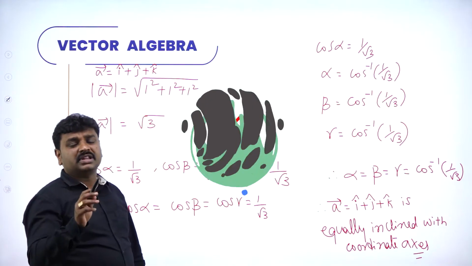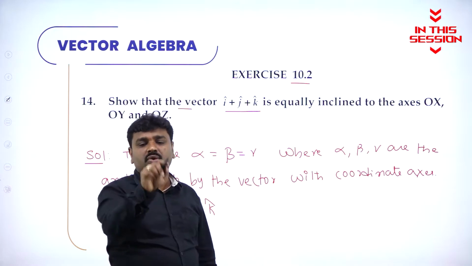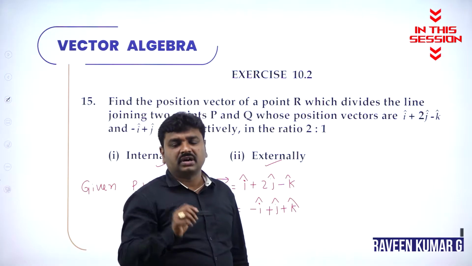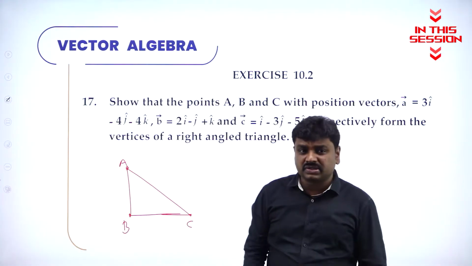Alpha is the angle made by the vector with x-axis. Is equally inclined with an angle cos inverse 1 by root 3 each. Position vector is vector r, which divides PQ in the ratio m is to n internally and externally. Lengthier side is hypotenuse. Hypotenuse square is equal to sum of other two sides square. Any vector can be written in terms of position vector.